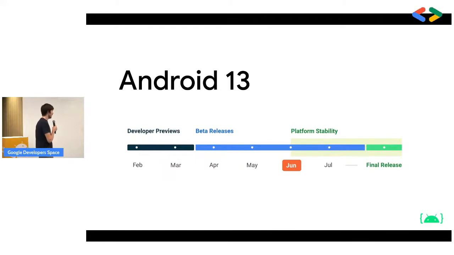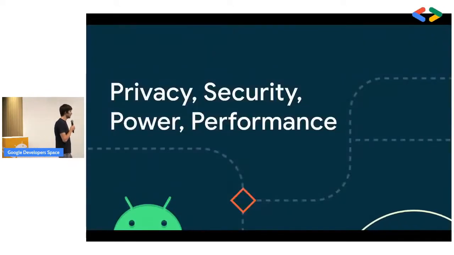This time, this version is a bit earlier, and beta 3 was released last week, and that reached the moment of platform stability. That means that the APIs will not change anymore, and you can safely integrate into your code base and do the changes, knowing that the final version of Android 13 will not change or break your implementation.